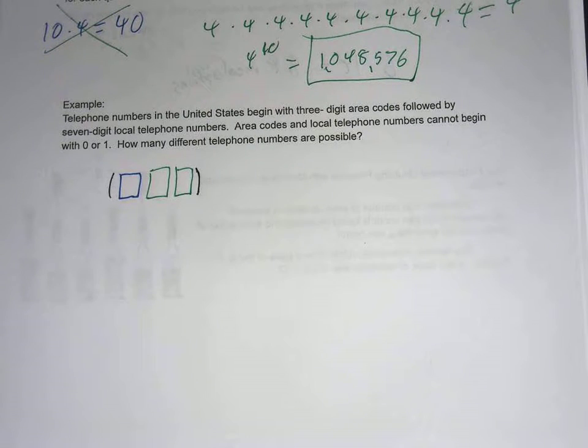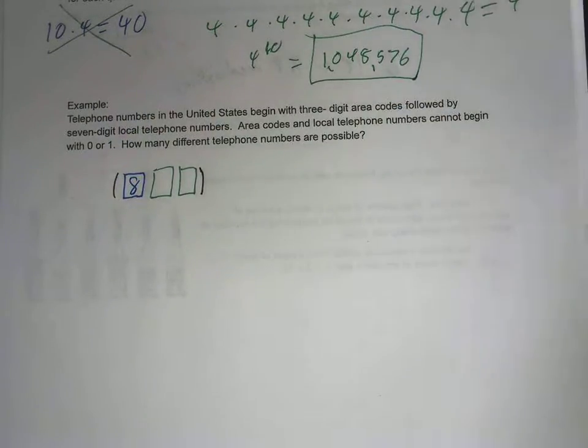Why did I color this one differently? Because that one can't be a 1 or a 0. What Keelan was saying is that there are 8 possible digits. Because if it can't be a 1 or 0, that means it can be a 2, 3, 4, 5, 6, 7, 8, 9. So you have 8 possibilities for numbers there. So the first box would be 8. But what are the second 2 boxes?